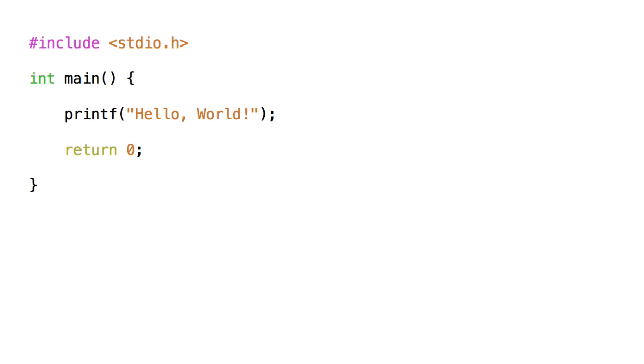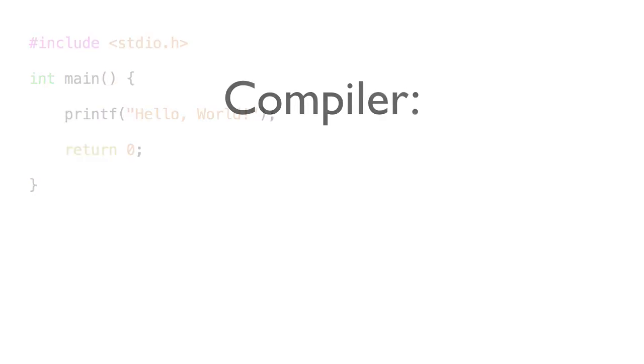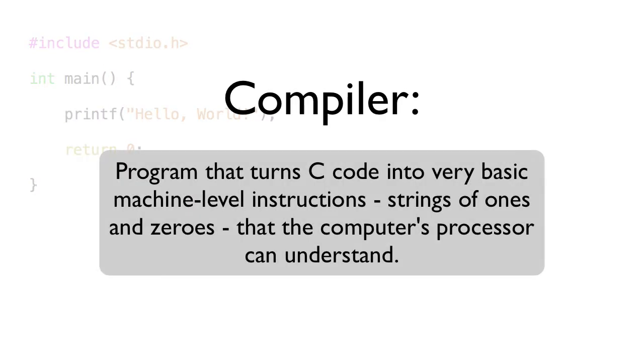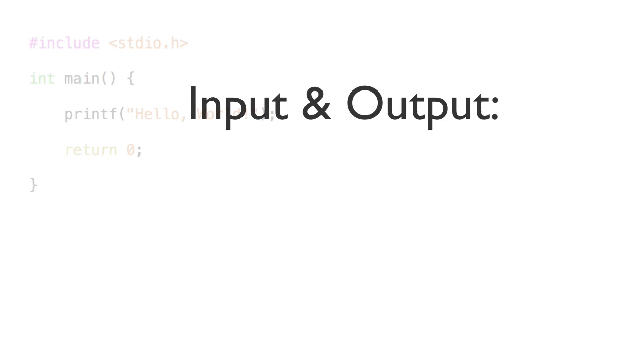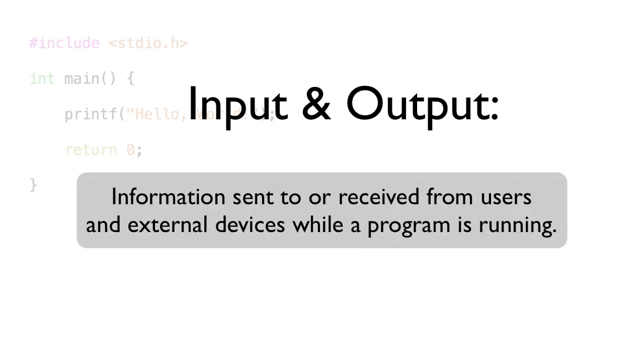This is a very simple, complete C program. There's a lot happening behind the scenes because another program, called a compiler, converts our C code into a much more detailed set of machine instructions that the computer can understand. Most programs interact with the user in some way. They might ask the user for input, or present the user with output, or both.